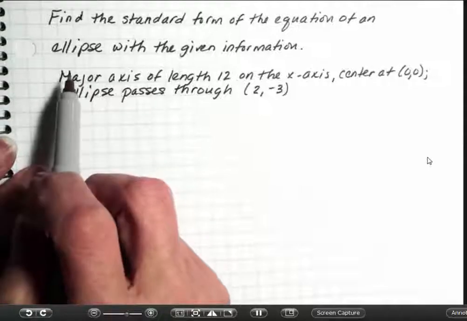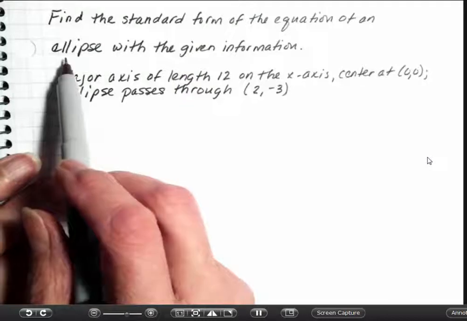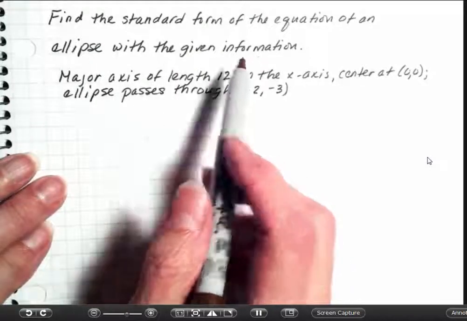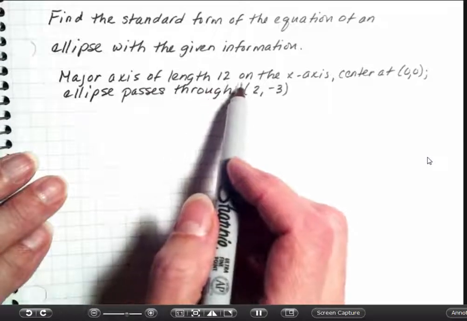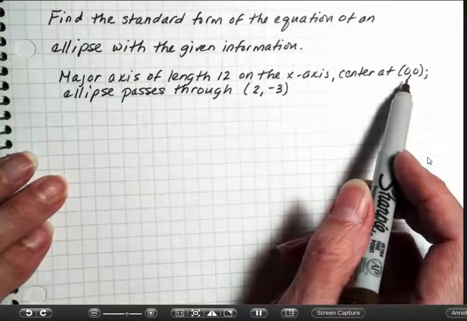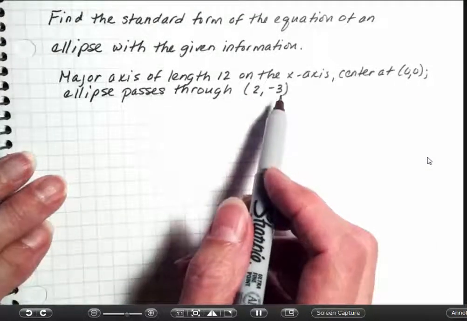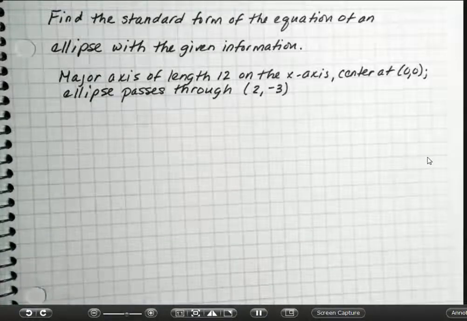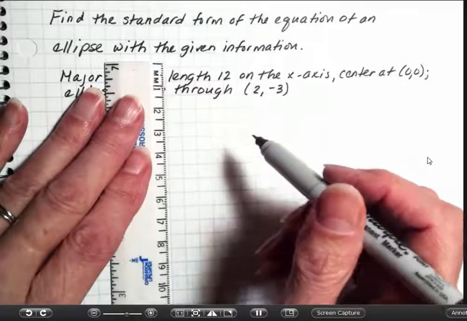So in this particular problem, we're supposed to find the standard form of the equation of an ellipse with the given information. We're told that the major axis has a length of 12. It's on the x-axis. The center of the ellipse is at (0, 0), and the ellipse passes through the point (2, -3). So I'm going to start to draw the information that I have so I can have a better idea of what my ellipse is going to look like.